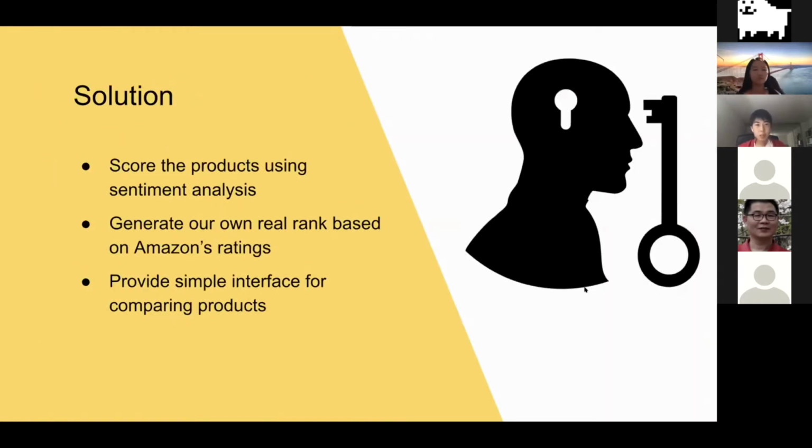So we come up with solutions. We generate another score based on the comments that we scraped from the Amazon platform, and we generate a table, a rank based on those ratings, and we provide a simple interface for comparing products with the same or similar names.